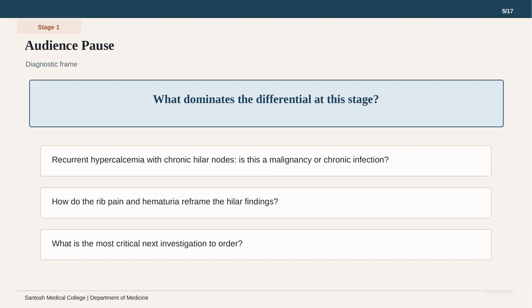The central question asks what dominates the differential diagnosis at this early stage. The first prompt asks us to weigh whether recurrent hypercalcemia combined with chronic hilar nodes points toward a malignancy or a chronic infection. The second prompt challenges us to consider how the recent onset of right pain and hematuria might reframe those older hilar findings. Finally, we must decide on the most critical next investigation to order. These are the exact questions our simulated medical team must grapple with. Let us see how the resident, consultant, and expert interpret these initial clues.